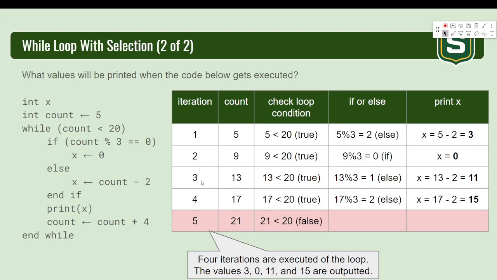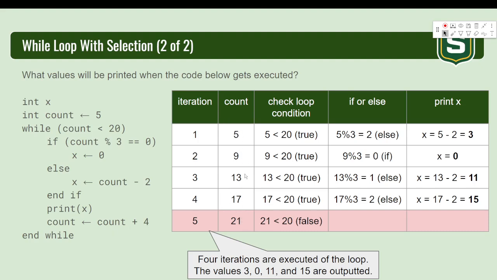Iteration 3, so what would happen for iteration 3 is our count is 13. 13 is less than 20, so that's true. It would check the condition 13 mod 3. It's not equal to 0, so it does the else part. So x is equal to count 13 minus 2. It's going to print 11. And it's going to change our count to 13 plus 4. So that's where the 17 comes from.